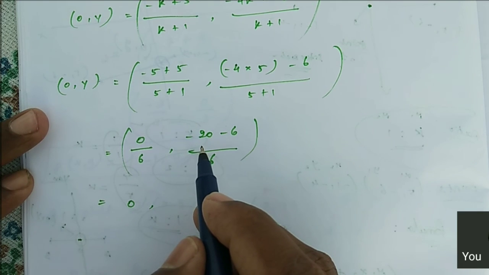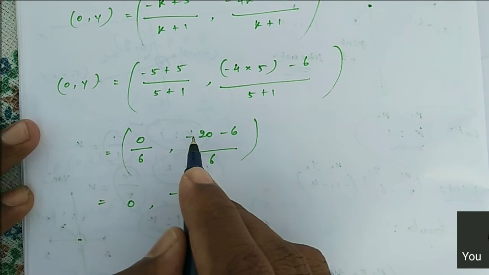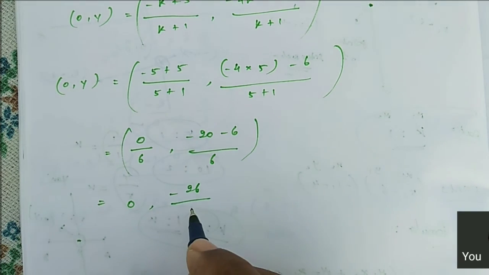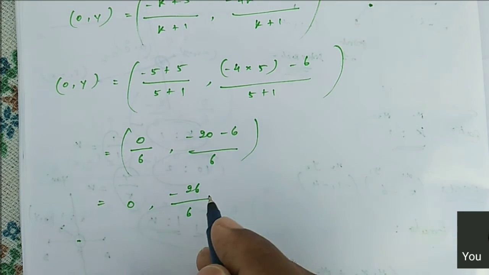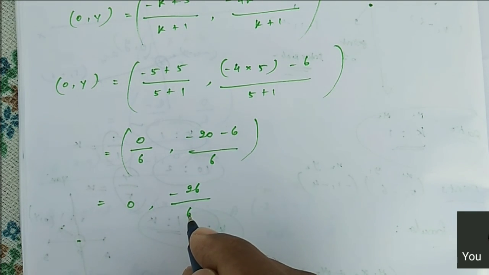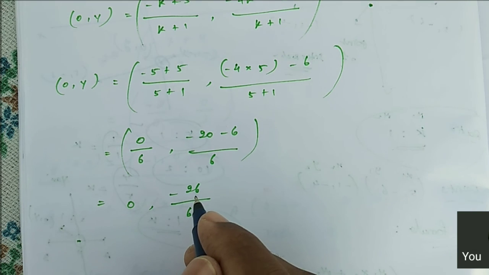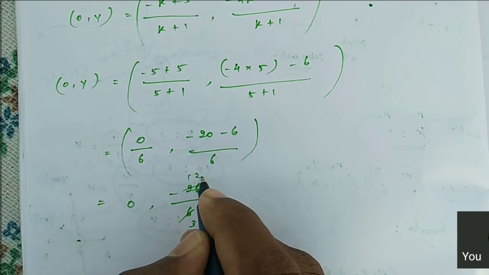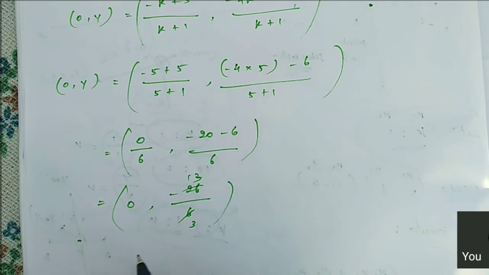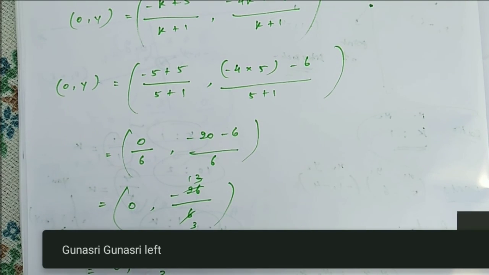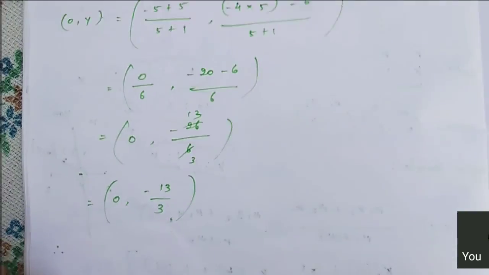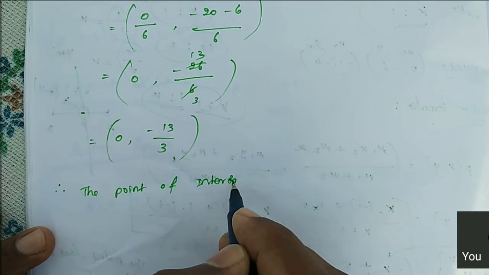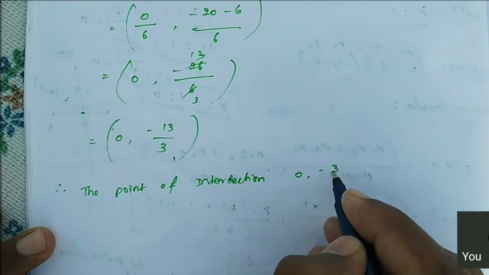What is it? Minus 20 minus 6 is minus 26. Same sign addition only, no? Divided by 6. Now you can cancel by which table? 3 table? How is it possible, 3 table here? 26 is not possible in the 3 table. So 2 table. 3 2s are 6. So the answer is 0 comma minus 13 by 3. Therefore the point of intersection is 0 comma minus 13 by 3.